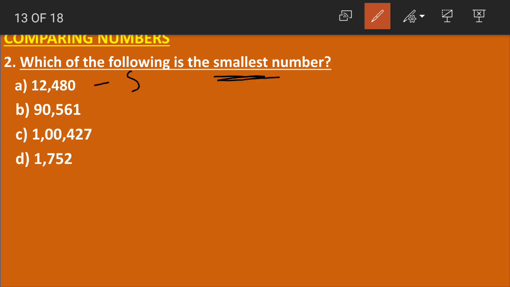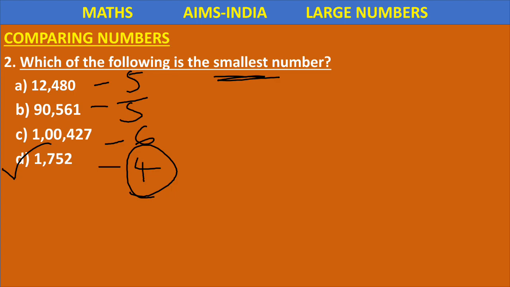Again, if you look at the number of digits, A has 5 digits, B has 5 digits, C has 6 digits and D has 4 digits. Now which of the numbers has the lowest number of digits? Option D has the lowest number of digits. So option D becomes the smallest number. Right children?